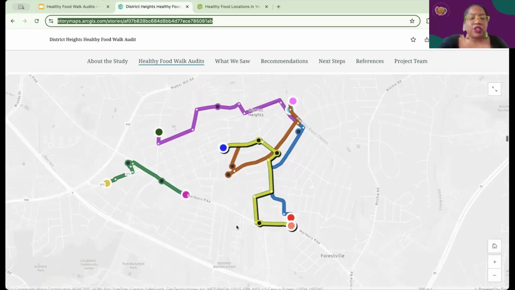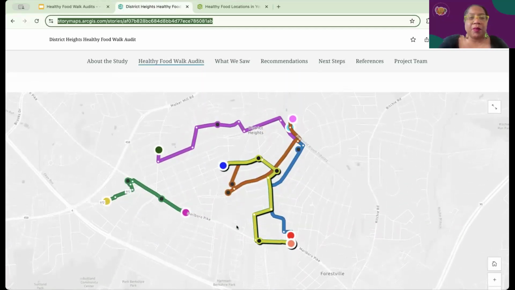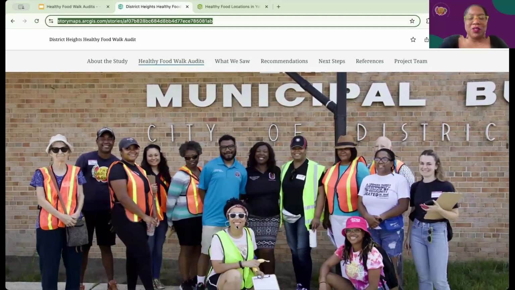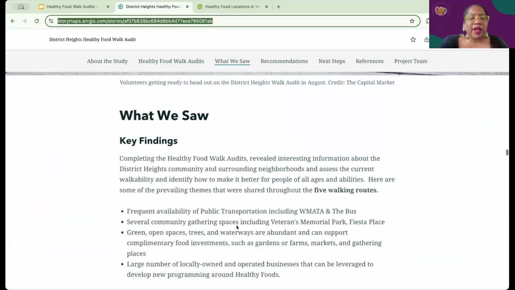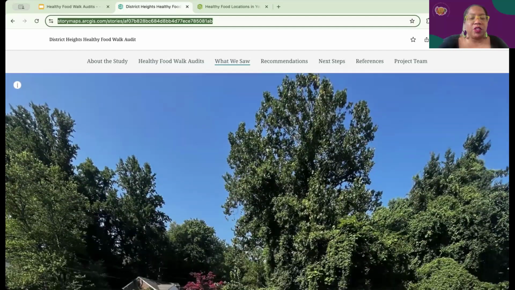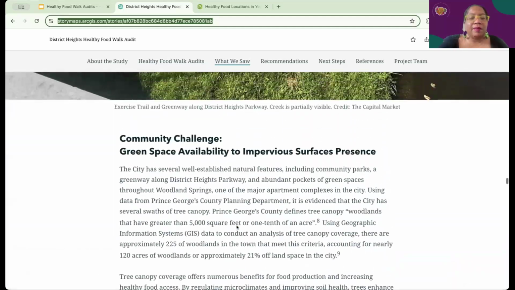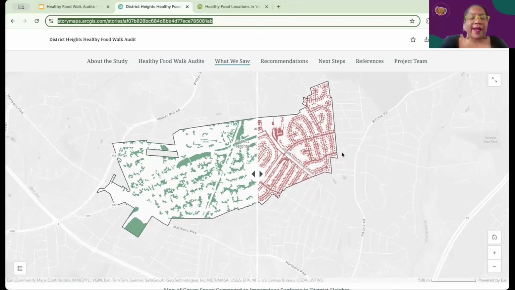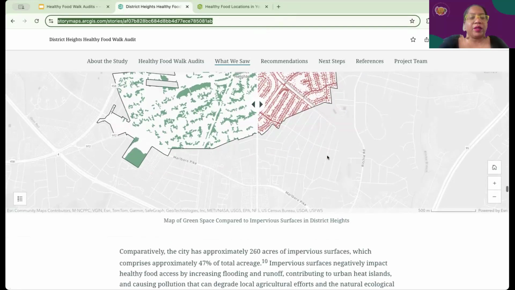Again, we post the actual walk route maps for community members. So if they're interested in going back and looking at it themselves, we do our grade picture beforehand. We list out our key findings, including some of the different images of what we saw, and then provide a list of different recommendations. Something that I did not include earlier was actually our assessment of impervious surfaces and green spaces in the community, and how we could use that again to leverage opportunity for creating additional growing spaces in the neighborhood.